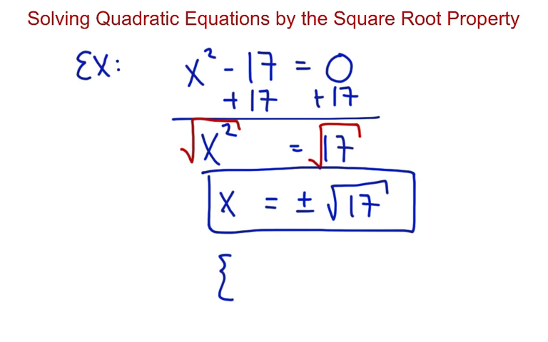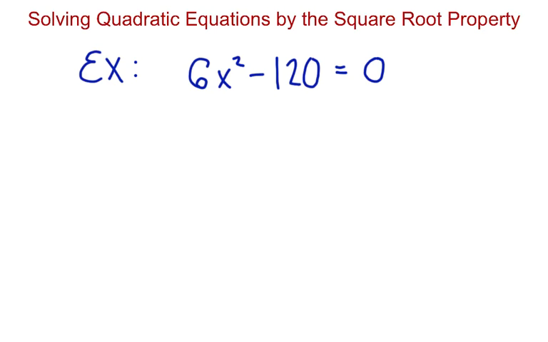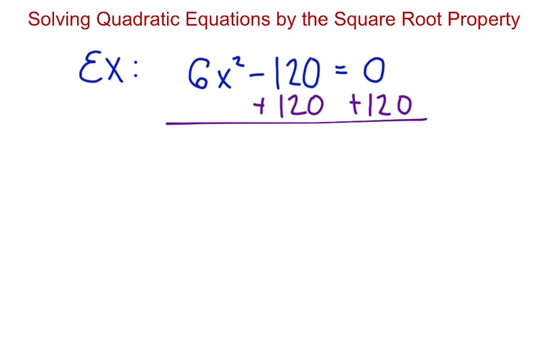And again, another way of writing that would be in solution set form as the negative square root of 17 and the positive square root of 17. So any quadratic equation still has two solutions. They always do. And then another one here, again, we're trying to get the squared term alone. So in this example, I'm going to do a few steps to make that happen. I'll start by adding 120 to both sides. And then after that, we're going to divide both sides by 6 to get the x squared term alone.